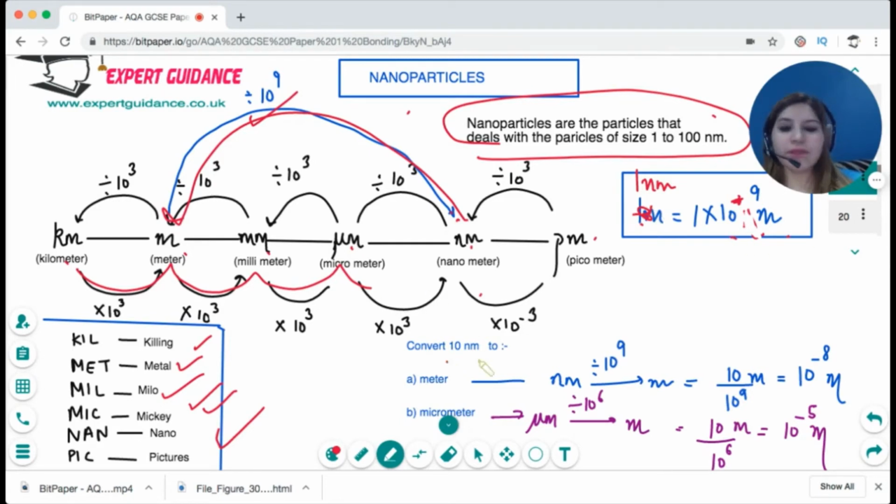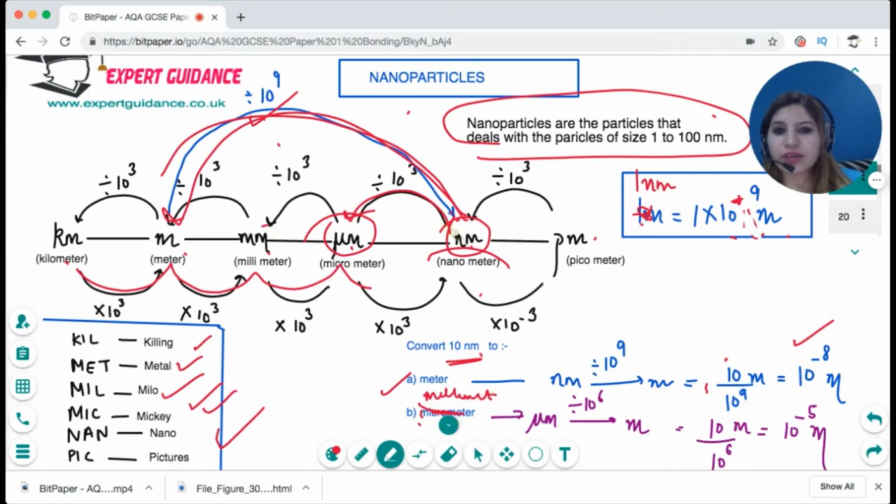For example, convert 10 nanometer to meter. So nanometer to meter is divided by 10 to the power 9. So 10 divided by 10 to the power 9 is 10 to the power minus 8 meter. Convert 10 nanometer to micrometer. So now let's see how you do that. 10 nanometer is here, micrometer is here. They both have divided by 10 nanometer to micrometer. So this is 10 nanometer, this is millimeter. So if you are converting 10 nanometer to a millimeter, you divide it by 10 to the power 6. So that becomes 10 to the power minus 5 millimeters. So I hope this is clear to you.